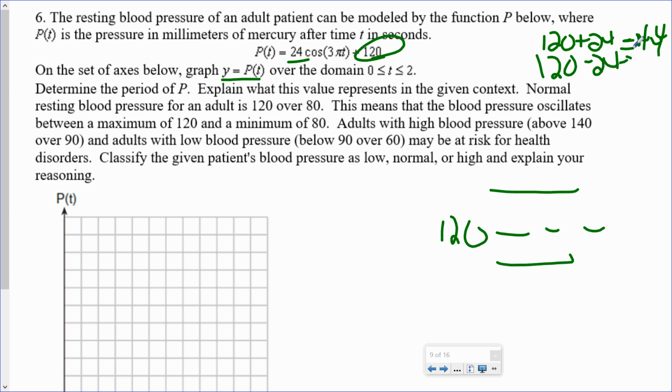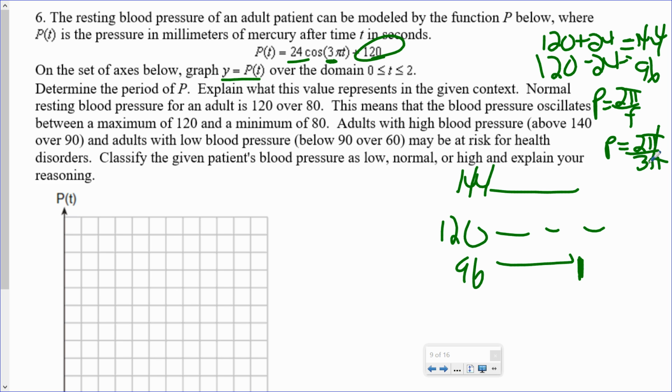$144 and 96. Now I need my period. My period is 2 pi over the frequency. My frequency is between the cosine and the variable. So my frequency is 3 pi. So my period is 2/3.